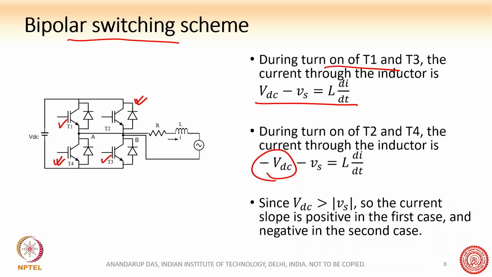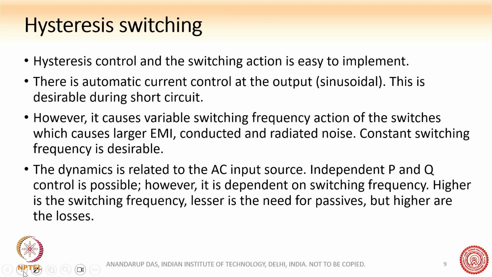This bipolar and unipolar switching we will explore later in the course when we talk about the totem pole PFC, and we will see that we can optimize certain things there. We will not talk about it right now, but remember, we will come back to this kind of switching later. Now here VDC is again greater than the absolute value of Vs, so the current slope is positive in the first case and negative in the second case. It's very simple and you can understand what is happening.